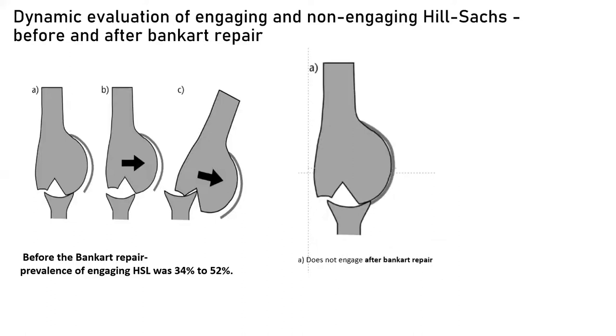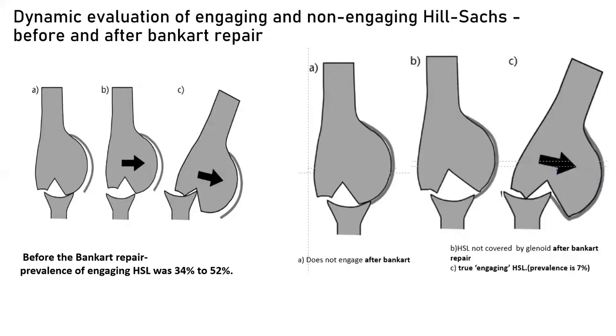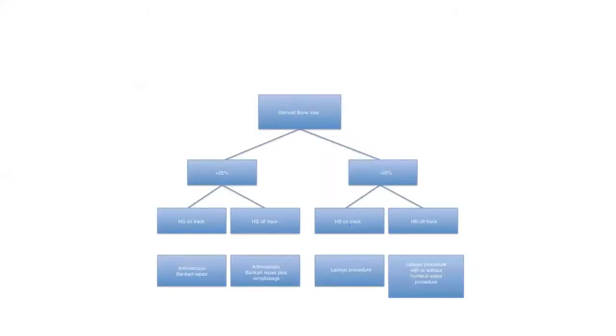But once the Bankart repair is done, the same Hill-Sachs may not engage. So those Hill-Sachs which engage even after Bankart repair are the true engaging Hill-Sachs, and the prevalence is around 7% only. So depending upon this glenoid bone loss and the on-track and off-track concept, different treatment modalities are designed for shoulder dislocation.